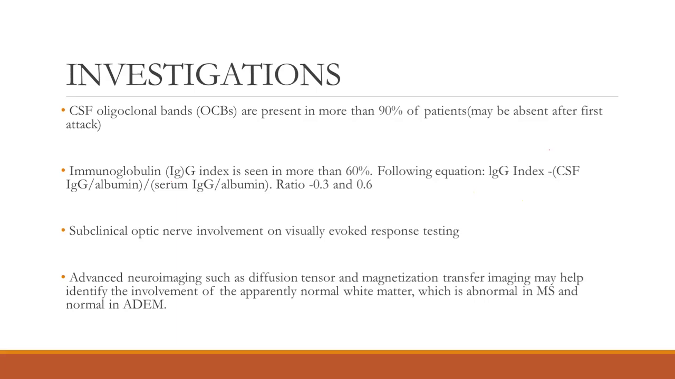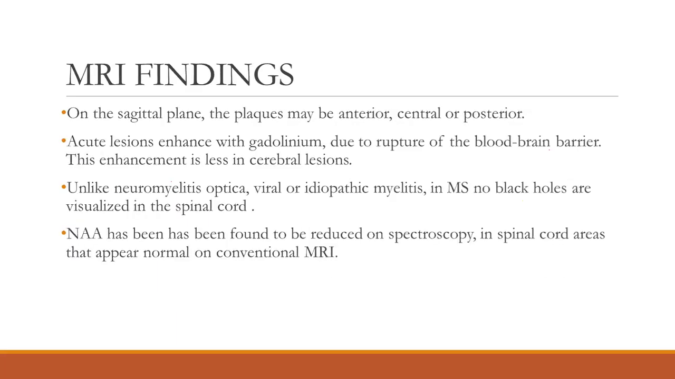Advanced neuroimaging such as diffusion tensor imaging and magnetization transfer imaging can help identify the involvement of apparently normal white matter that is usually seen abnormal in MS and is normal in ADEM. So MRI findings, plaques may be anterior, central or posterior. Unlike neuromyelitis optica, viral or idiopathic myelitis, in MS no black holes are visualized on the spinal cord.